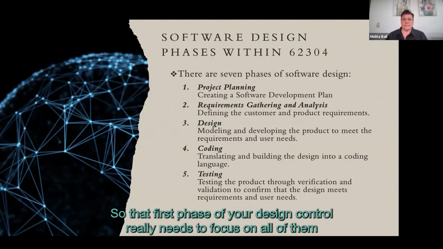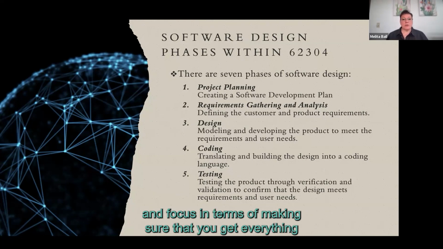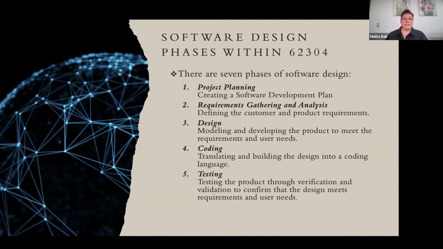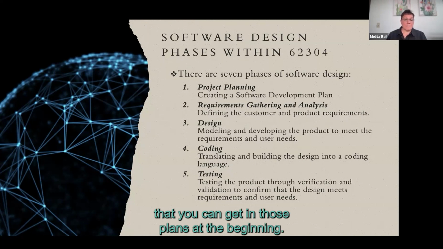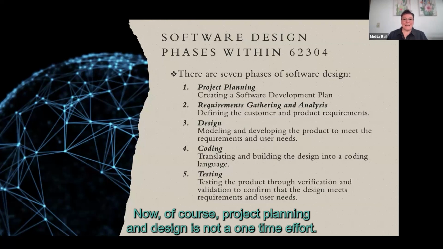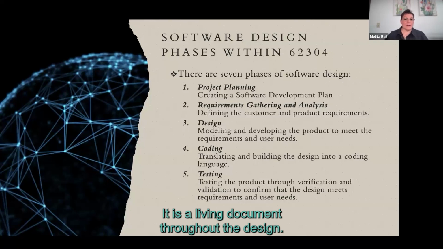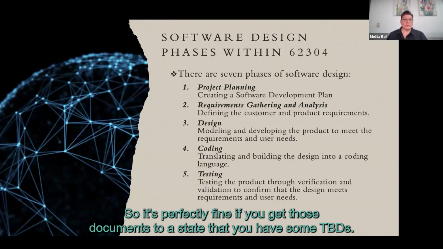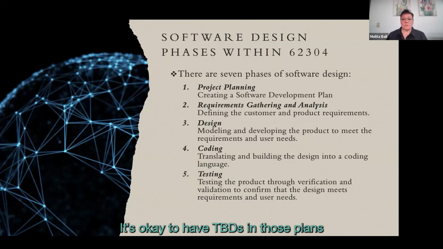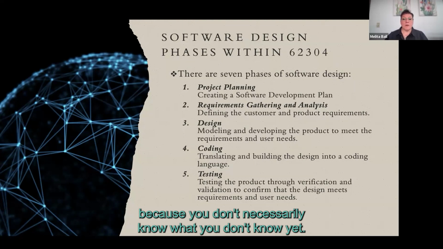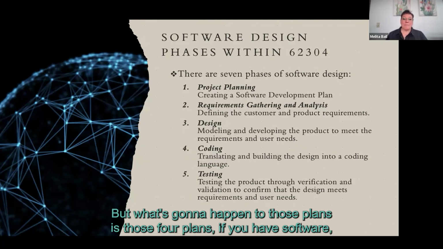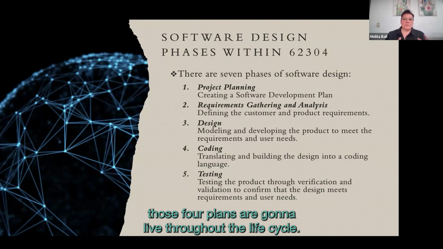So that first phase of your design control really needs to focus on all of them, making sure that you get everything that you can get in those plans at the beginning. Now, of course, project planning and design is not a one-time effort. It is a living document throughout the design. So it's perfectly fine if you get those documents to a state that you have some TBDs. It's okay to have TBDs in those plans because you don't necessarily know what you don't know yet. But those 4 plans, if you have software, are going to live throughout the life cycle.